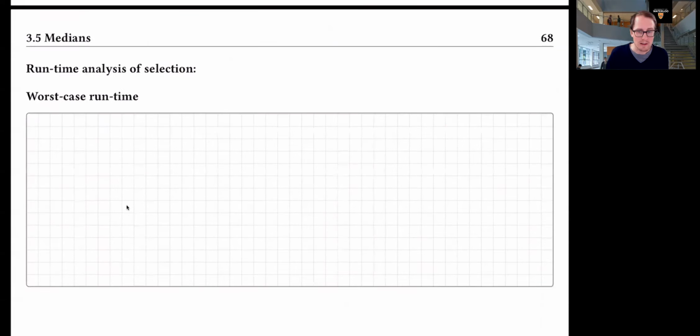Okay, so now let's think about the runtime of this algorithm. We're going to analyze two different runtimes because it's a randomized algorithm. But first, let's just think about the worst case runtime, which is the typical runtime we consider.